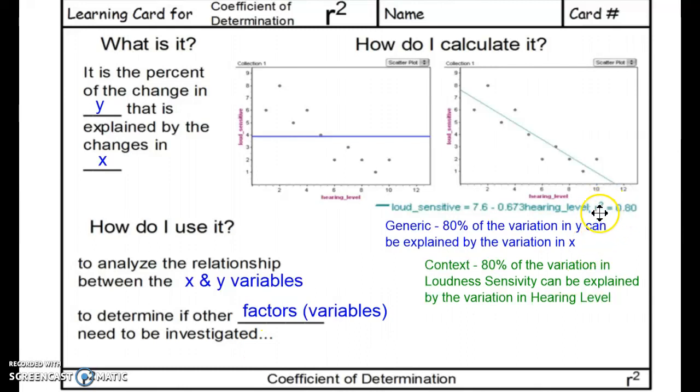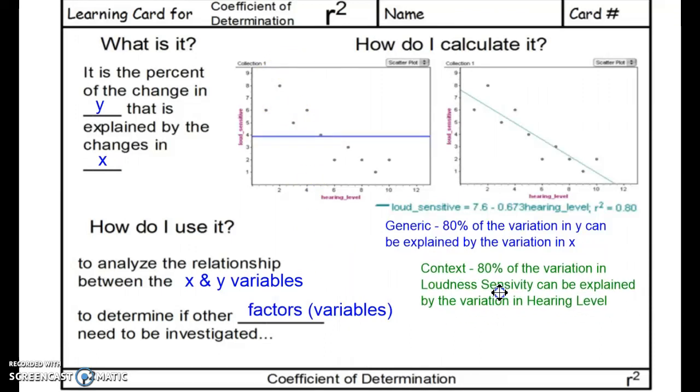So if we had an R squared that was really low, like 10%, then only 10% of the variation in y could be explained by the variation in x. So if our R squared was really low, we would want to look for other factors or other variables that would need to be investigated to see what effect they are having on your y variable or your response variable. So hopefully this helps you understand the coefficient of determination a little bit better and how you should explain it.